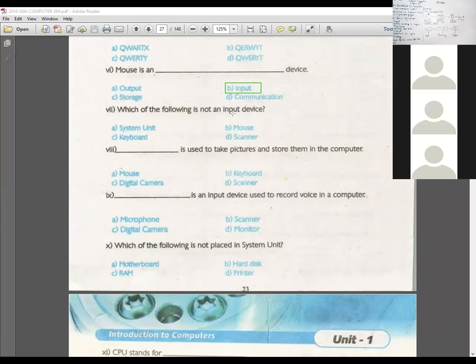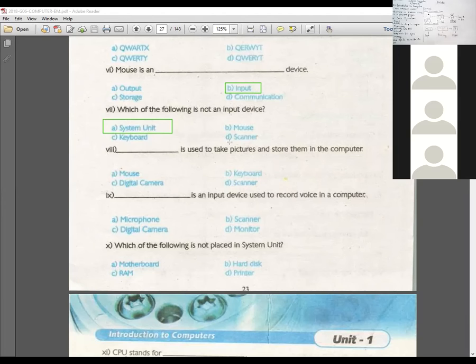Which of the following is not an input device? इनमें से कौन सी input device नहीं है? A, system unit; B, mouse; C, keyboard; D, scanner. So the system unit will not be the input device. Option A is the correct answer.